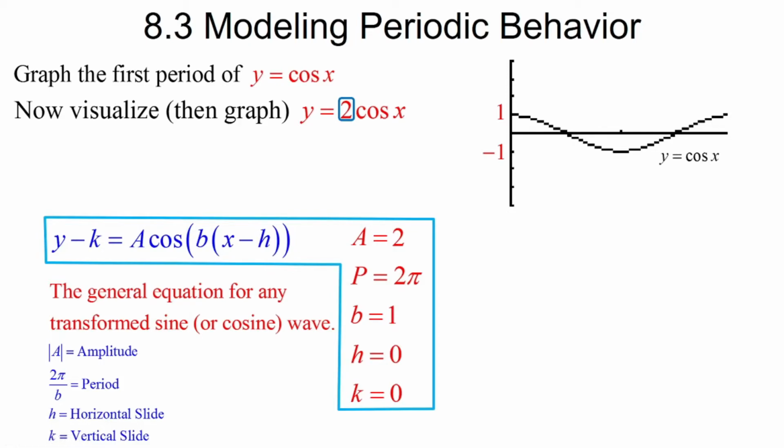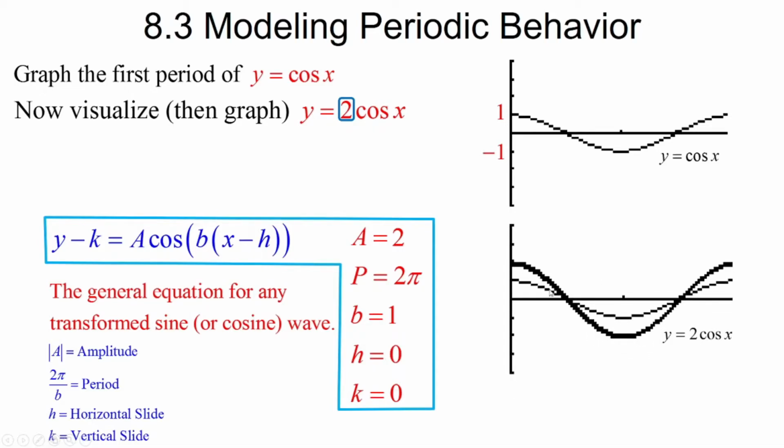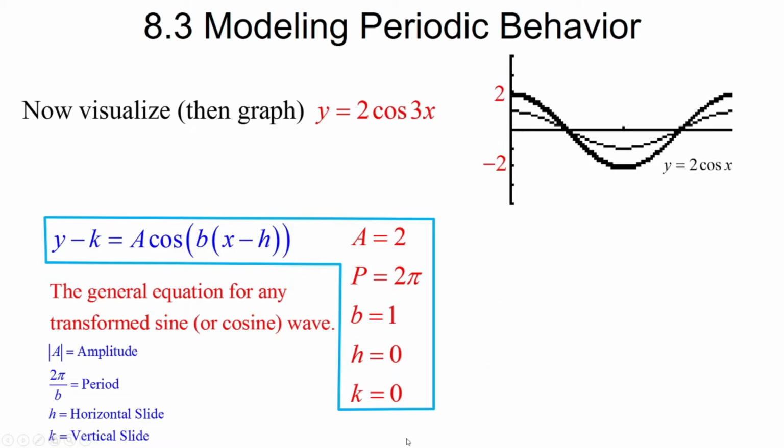All right, my intercepts will not change. So y equals 2 cosine of x. Try to visualize it right now. All right, my max will be 2, my min will be negative 2, and my x-intercepts will still be pi over 2 and 3 pi over 2. Here it is in bold right there. Beautiful. So all that is essentially happening here is we're taking every y coordinate in the graph of y equals cosine of x and multiplying it by 2. Beautiful.